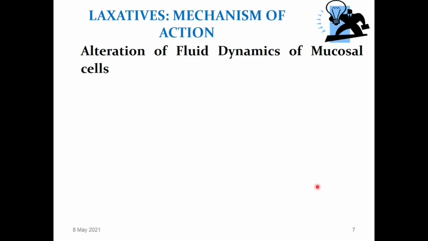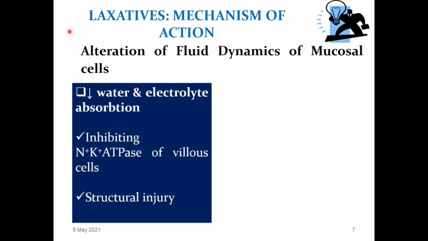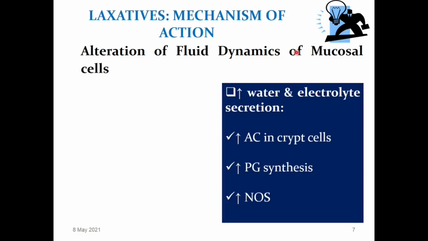Now, how do laxatives work? The basic mechanism here is alteration of the fluid dynamics of mucosal cells. If we discuss the pathology, during constipation there is decreased water and electrolyte absorption, which results in inhibition of sodium-potassium ATPase of villus cells, resulting in structural injury. What we do here is increase water and electrolyte secretion by increased adenylyl cyclase activity in the cells of the villi, then increase prostaglandin synthesis and increase NOS, meaning nitric oxide synthase.